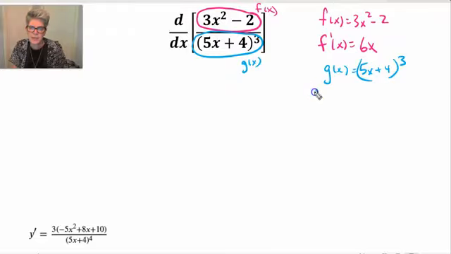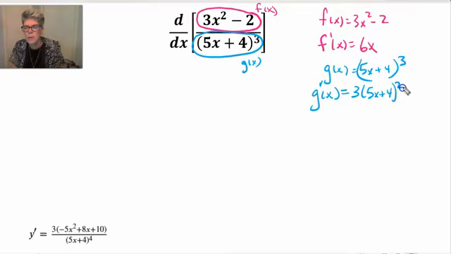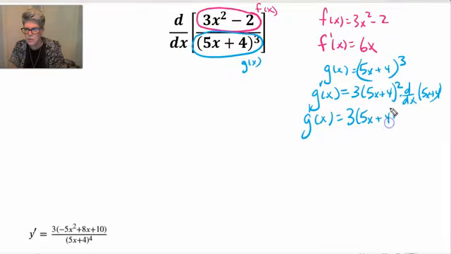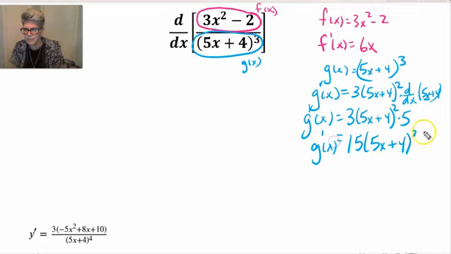Okay, so this one, to take the derivative, I'm going to use the generalized power rule, sorry. So this exponent comes out the front, and the new exponent is the old one minus 1, but we're not done. Then you have to take the derivative of what's inside the parentheses. So I'm going to have 3 times (5x plus 4) squared, then the derivative of 5x plus 4, which is just going to be 5. And then 3 times 5 is going to give me that 15 out the front. So that's my g prime.